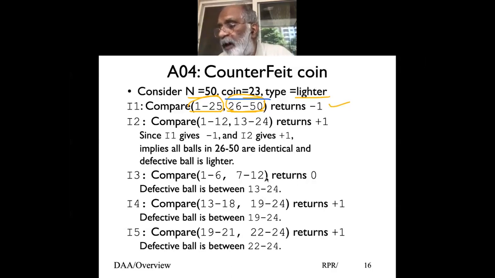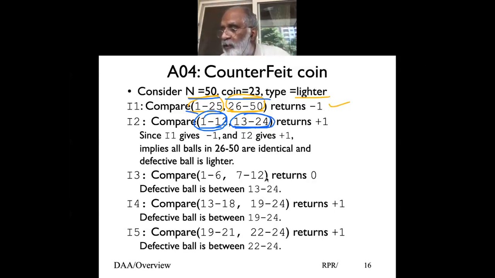Next, I take this part, 1 to 25, and divide it into two halves, 1 to 12 and 13 to 24. Now, since 23 is a lighter coin, 1 to 12 would be heavier than 13 to 24. This also means that my bad coin is on this side. We knew at this point that this comparison is lighter, and now this comparison is heavier than this. Because this is heavier, I have a lighter coin in the other part. That is how I made the determination and proceeded.